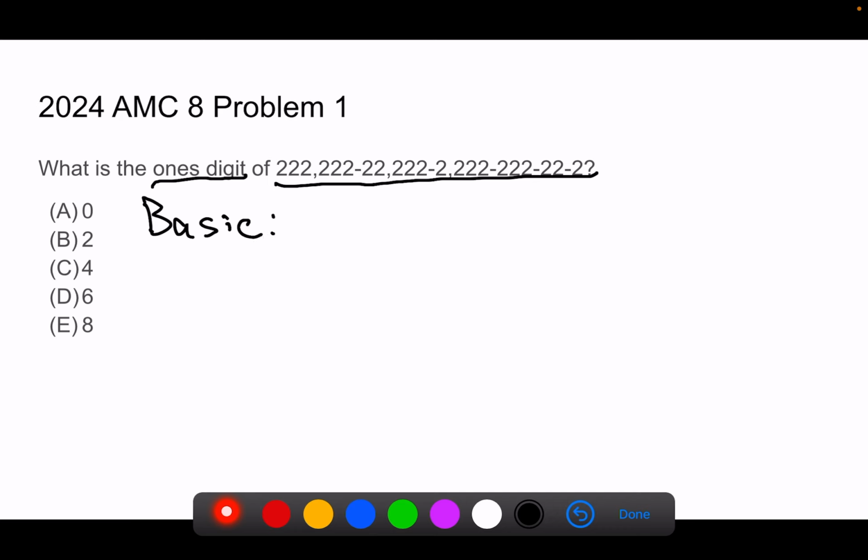For the basic method, what we try to do is to calculate this expression, get the final result, and see what is the ones digit. The key to get this question using the basic method is to do it step by step and keep the notes clean. Start from the first step: 222 minus 22222.